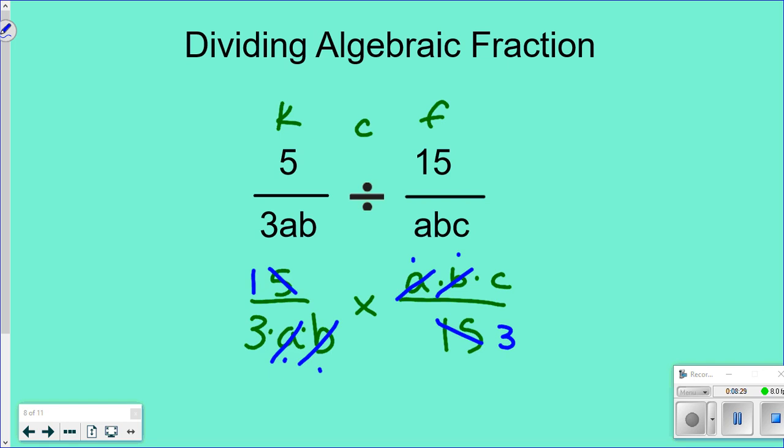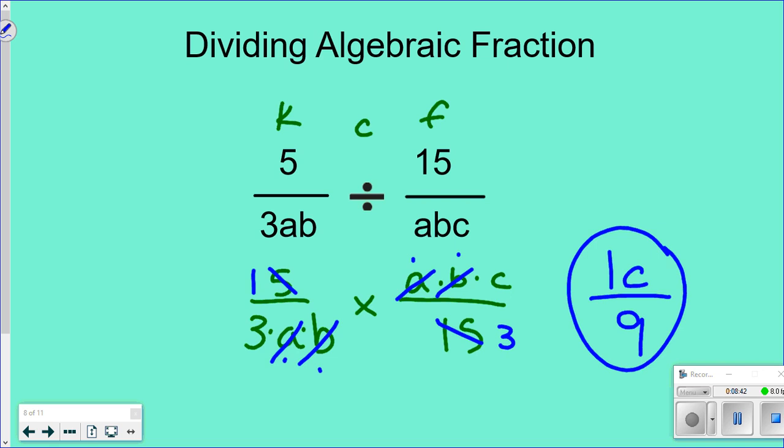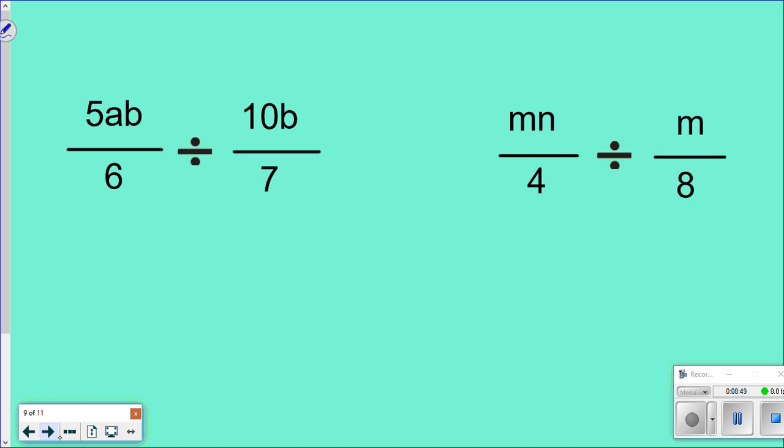So now you can multiply across. I have 1 times C on the top, so this is what the top would look like. The bottom would look like 3. There's no other letters in 3, so it would be 1C over 9. So don't let the letters confuse you. It's not confusing. All you need to do is follow what we've been doing. Let's do another example. Let's do this one right here.